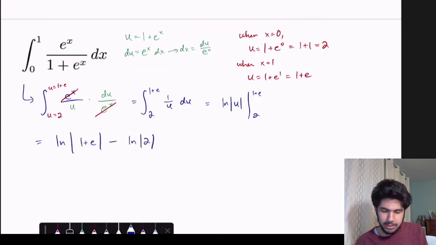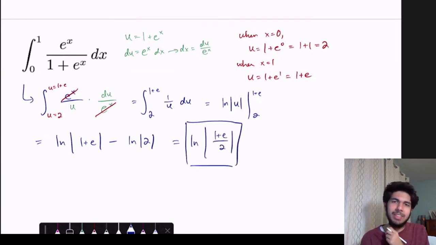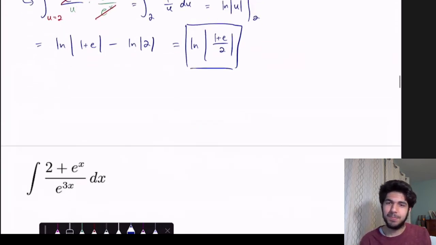And if we're feeling fancy, we can do our natural logarithm tricks and say that this is the natural log of the absolute value of (1 plus e) over 2. That's our answer. So just tossing in some u substitution with e to the x and ln, now we should be feeling a lot more comfortable with these functions, which is the goal of this video.